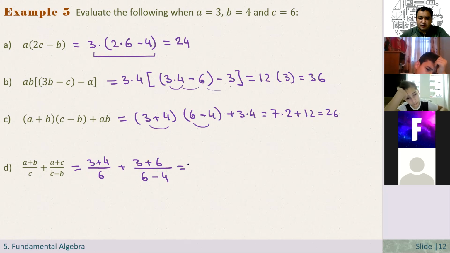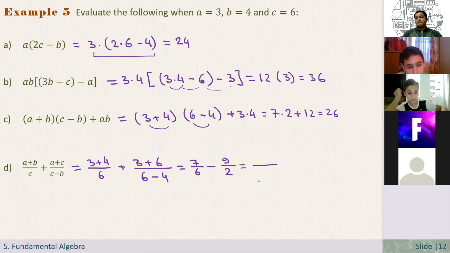Now let's simplify this. 3 plus 4 is 7, so here we have 7 over 6, plus 3 plus 6, it is 9, over 6 minus 4, it is 2. Rahim, can you simplify and tell me the answer? Can you do this mentally? Oh, it is plus, right? It is plus, sorry. So you need to write 7 over 6.